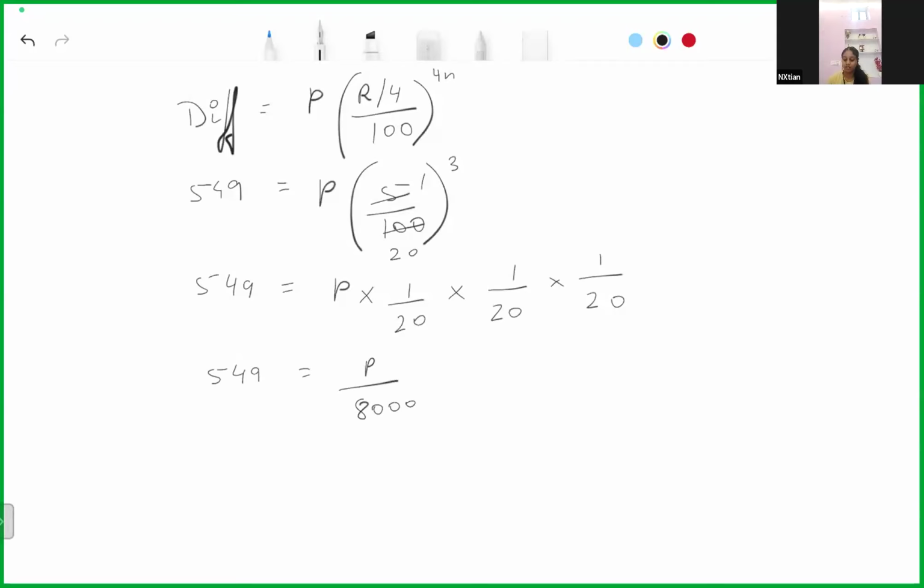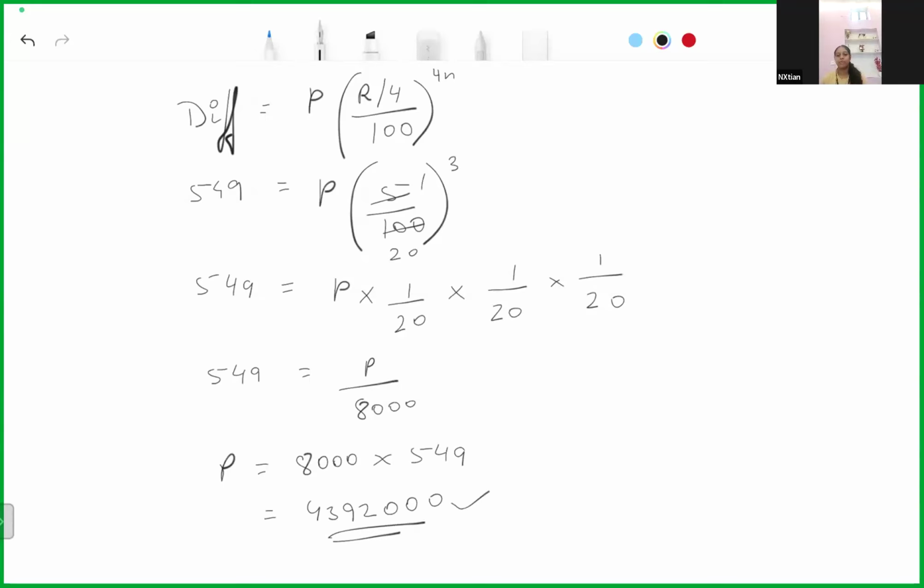Now solve this and tell me what you are getting next. P equals 8,000 into 549. Is that it, ma'am? Yes, ma'am. Ma'am, the answer is 439,200. Yes. Okay, so this is how we solve it when the difference is given to us and we have to find the principal.